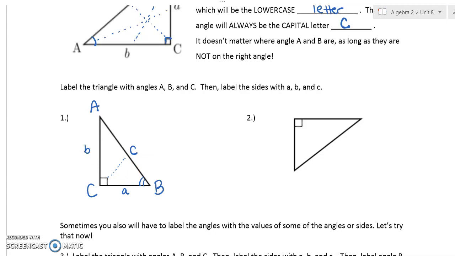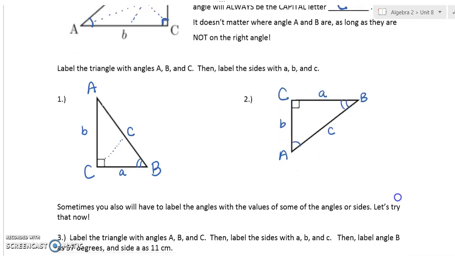So let's try this again. Now the triangle is just rotated a little bit, but we know angle C is the right angle, and across from it, the hypotenuse is called the side C. And then I'll label this one A. So across from A is side A, lowercase. And across from B, angle B, is side B. There we go. So that's how we label our sides and angles.